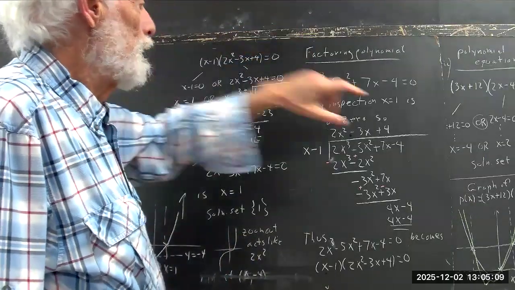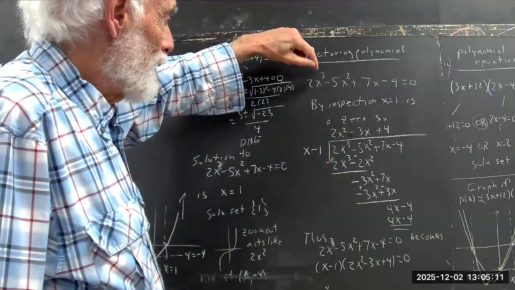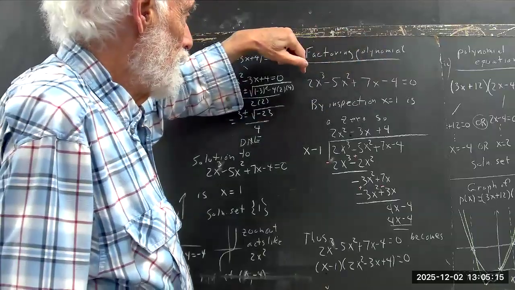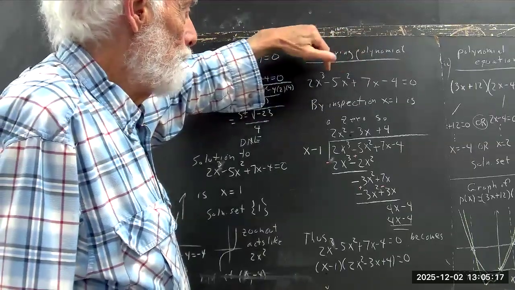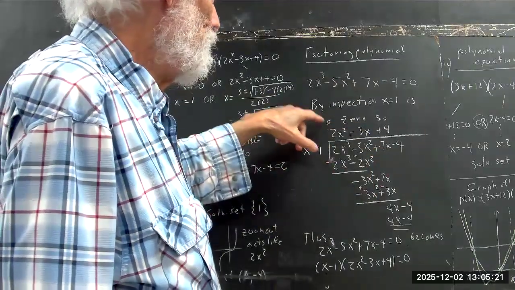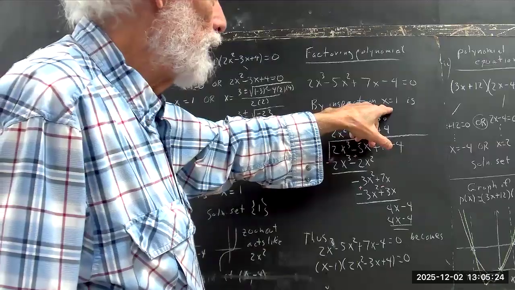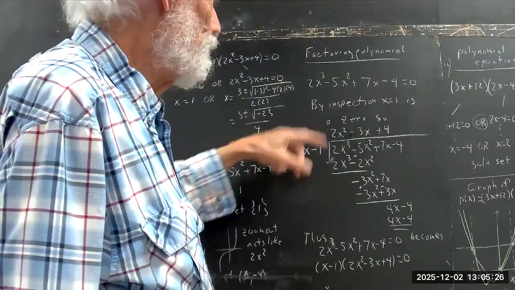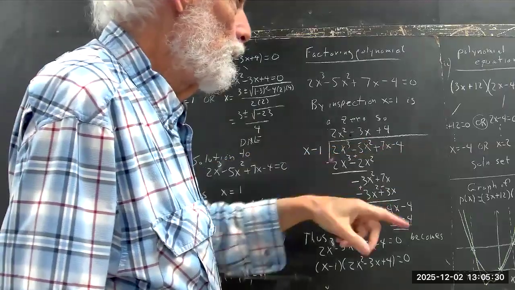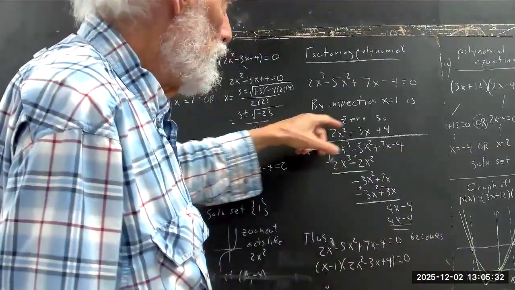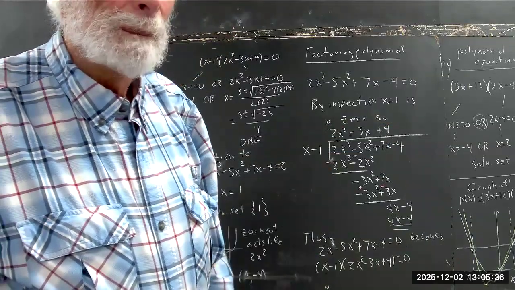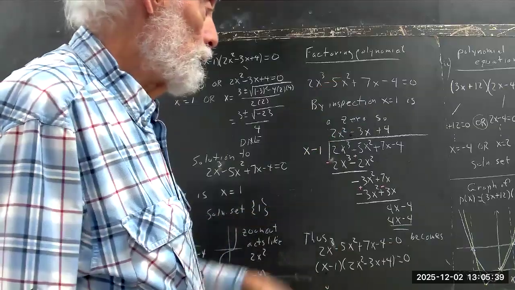If I plug in 1, I get 2 minus 5 plus 7 minus 4. Well, 2 and 7 makes 9. Minus 5 and minus 4 makes -9. So that gives me 0. So by inspection, we find that x equals 1 is a zero. So what do we do? We divide x minus 1 into the polynomial, knowing that we have to get a quadratic result with no remainder. So we do that long division.